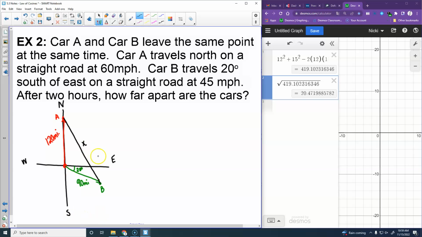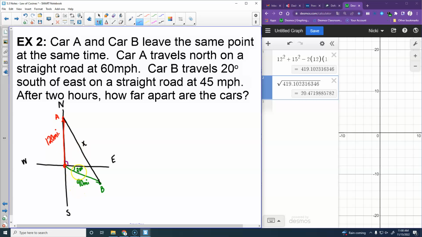Okay, so in this case, I have this triangle. It is not a right triangle, so I'm going to have to use either law of sines or cosines. Do I know any of the angles of this triangle? Yeah. You can figure out that there's a 90-degree angle there, so you can figure out the one below it.